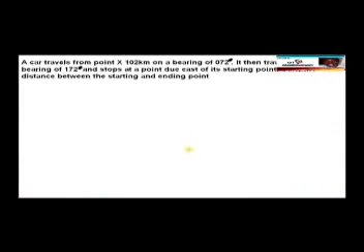This other question says a car travels from point X 102 kilometers on a bearing of 72 degree. It then travels on a bearing of 172 degree and stops at a point due east of its starting point. Calculate the distance between the starting and the ending point. This is quite simple but confusing.